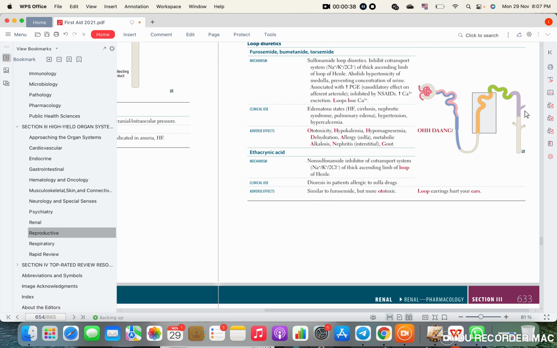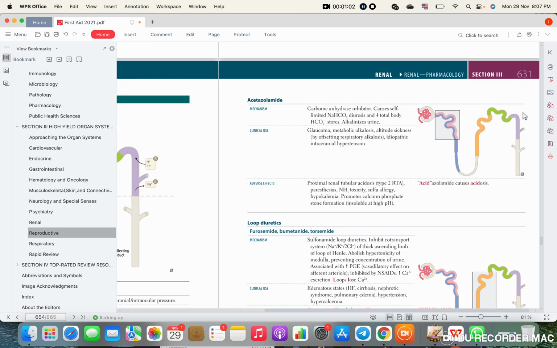What happens to the blood volume with the use of diuretic? It will go down. What happens to the afterload? What about the preload? Exactly, it will be down as well. Okay, good. So speaking now about acetazolamide.